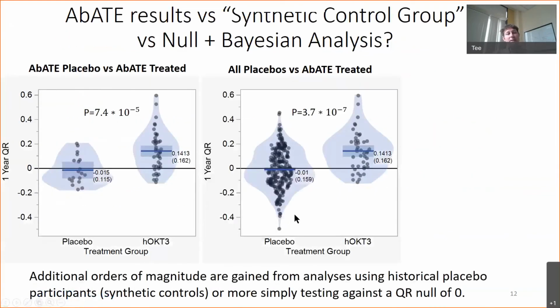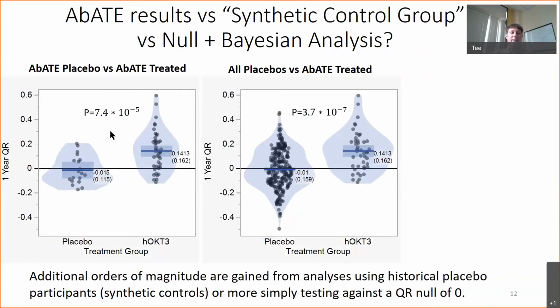So here I'm giving an example of an idea where you just compare a treated group with a synthetic control group. So there are many different ways to do this. Synthetic control groups are kind of a hot topic now. There are also methods where you do Bayesian statistical analyses, or you just compare treated subjects with a historical expectation.